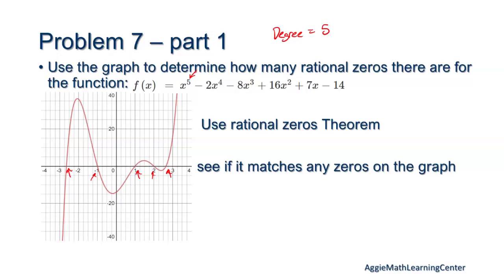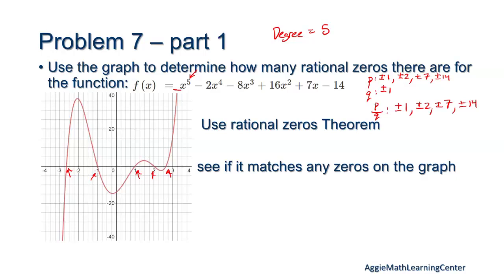So we're going to use the rational zeros theorem that we just learned to determine which of these are rational and which are irrational. Our p is going to be all the factors of 14, so plus or minus 1, plus or minus 2, plus or minus 7, and plus or minus 14. Our q values come from our leading coefficient, which is just 1, so it's just plus or minus 1. So our list of possible rational zeros is plus or minus 1, plus or minus 2, plus or minus 7, and plus or minus 14.